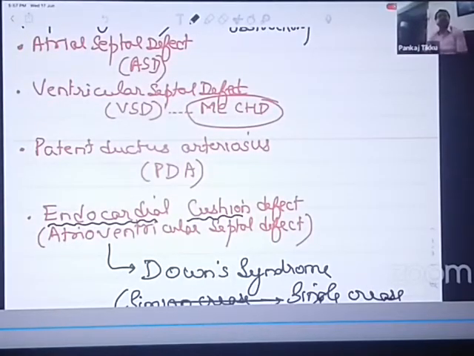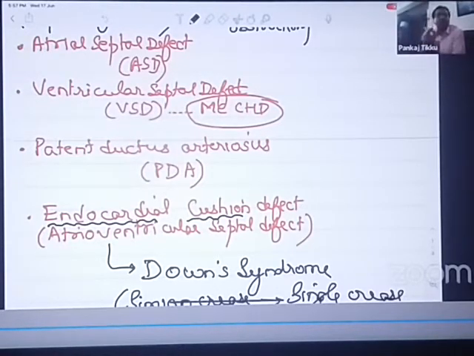Another question that I found yesterday was, ventricular septal defect is which type of a congenital heart defect? Choice A was volume overload, choice B was pressure overload, choice C was both volume and pressure overload, and choice D was a cyanotic heart defect. Ventricular septal defect is a pure volume overload lesion. Atrial septal defects, volume overload defect. Ventricular septal defect, volume overload defect. Patent ductus arteriosus, volume overload defect. Endocardial cushion defect, volume overload defect.